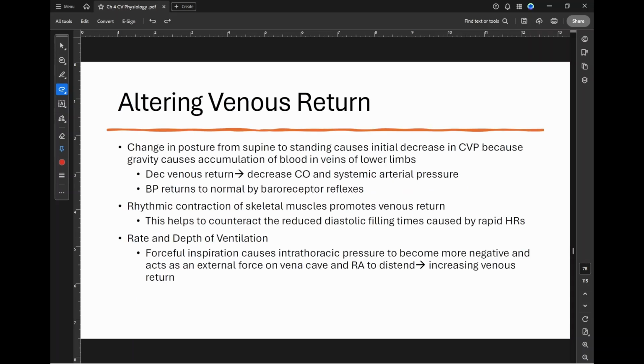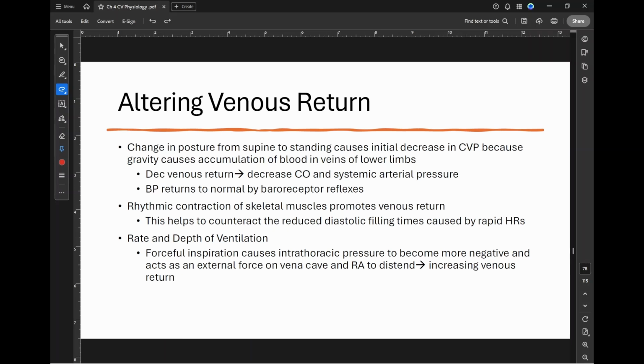So, altering venous return. Okay, you guys do blood pressure. You do it sitting and standing, right? Why do you do that? We want to see how your body responds when you stand up. You're going to alter your venous return by changing positions.